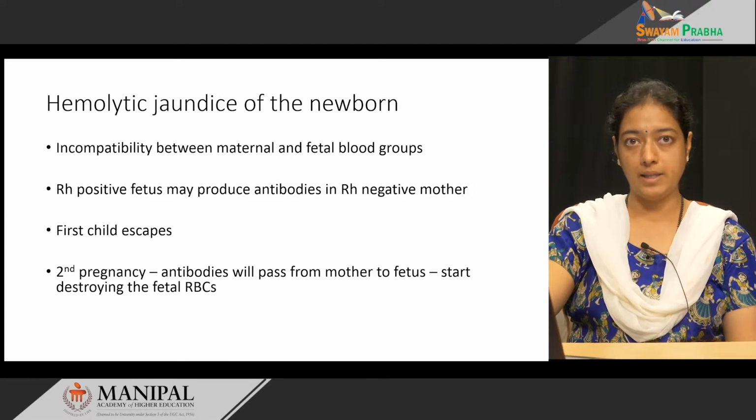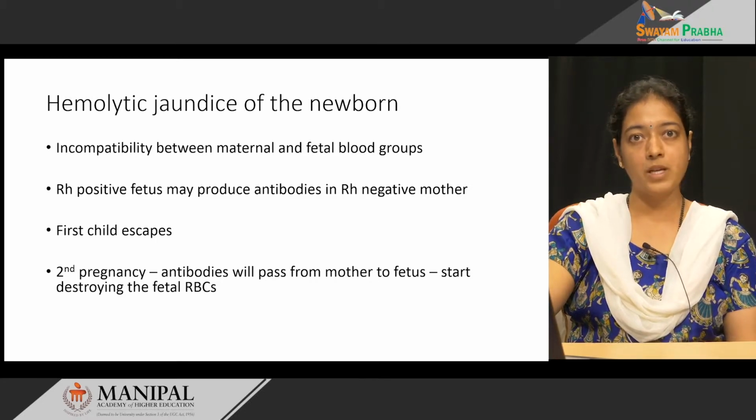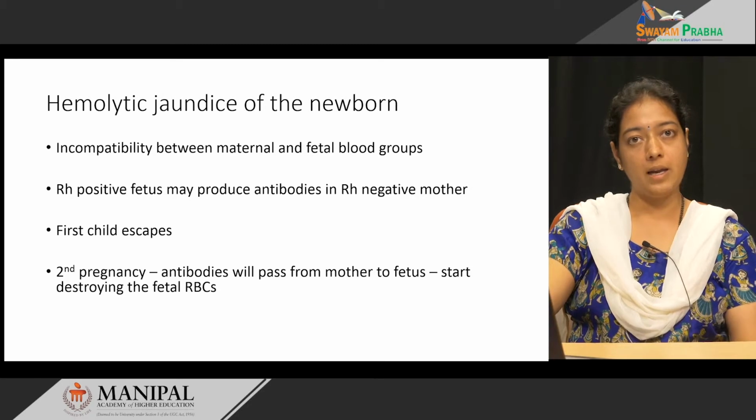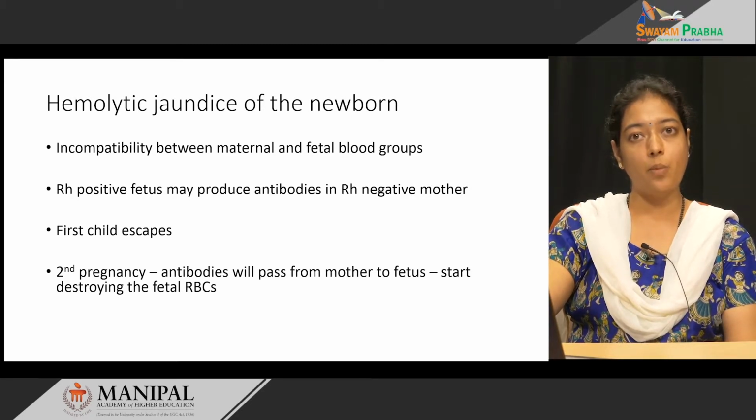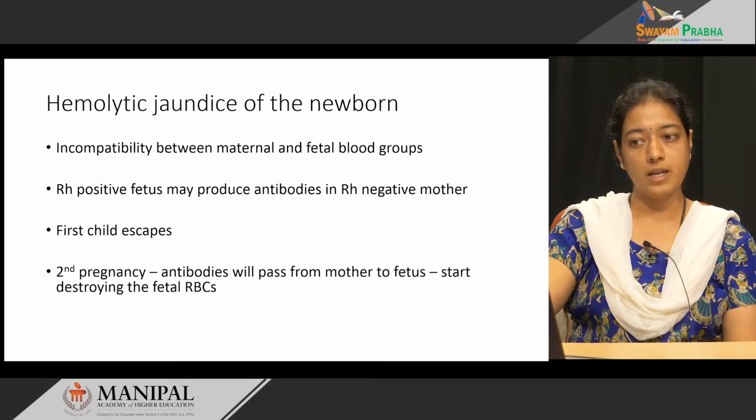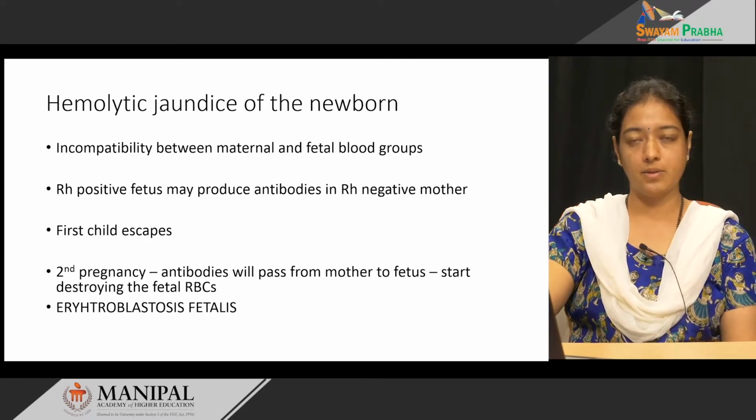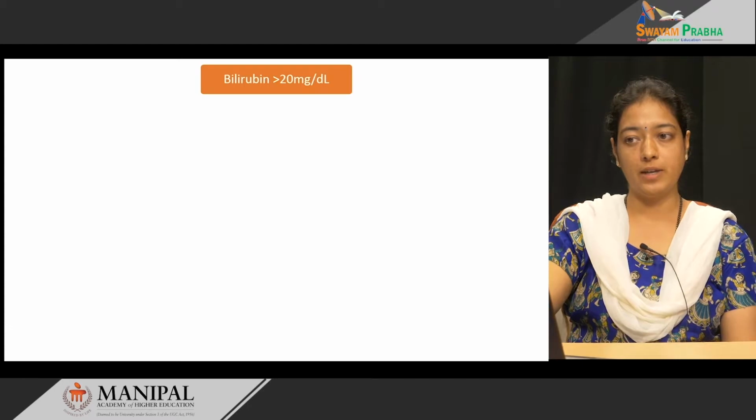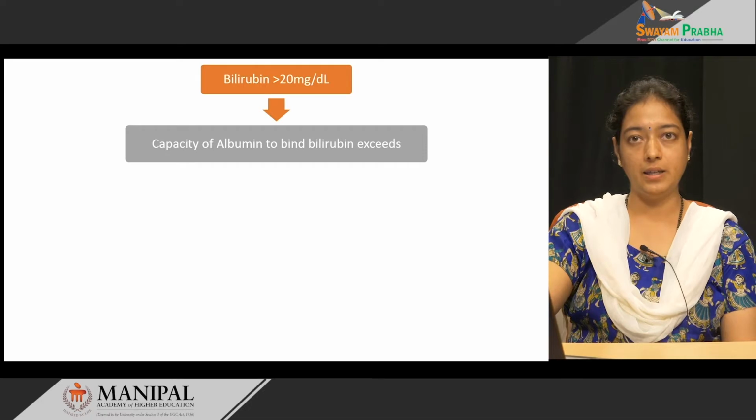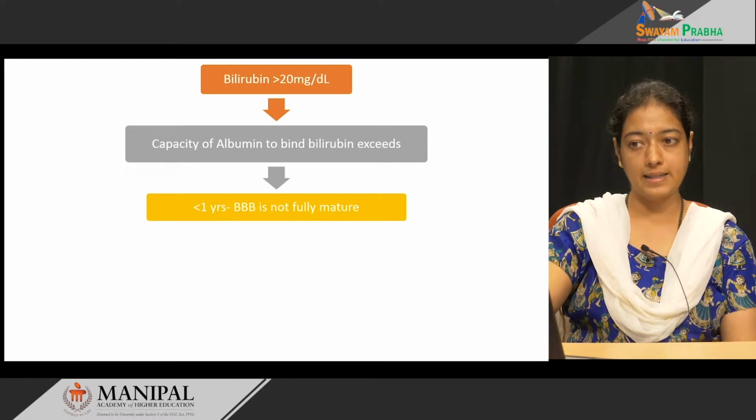During the second pregnancy, if the baby is Rh positive, the antibodies from the mother pass into the baby. Since there is Rh positive blood and the mother transfers antibodies, these antibodies destroy the RBCs, leading to erythroblastosis fetalis. So, in erythroblastosis fetalis, when the bilirubin level goes more than 20 milligram per deciliter, what happens? The capacity of the albumin to bind the bilirubin is exceeded.